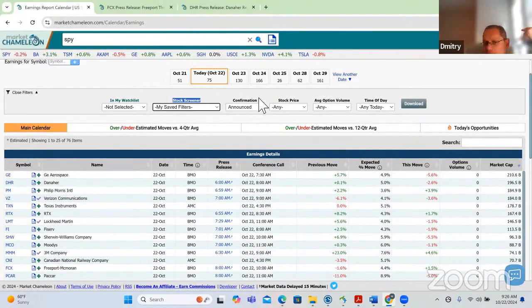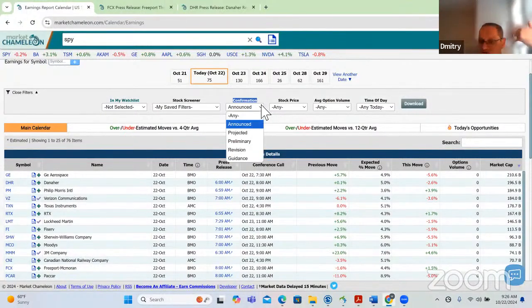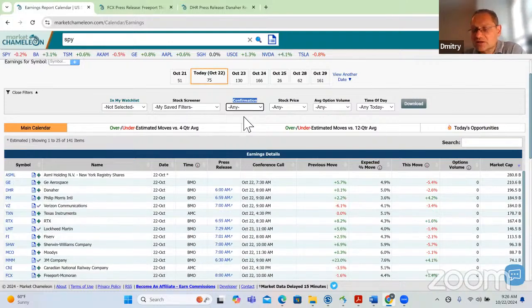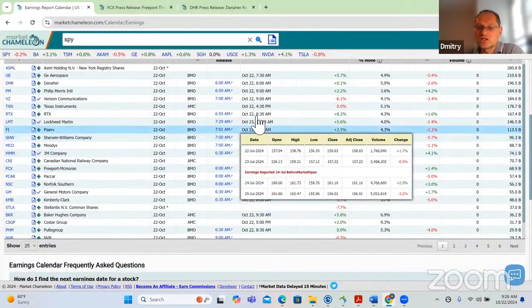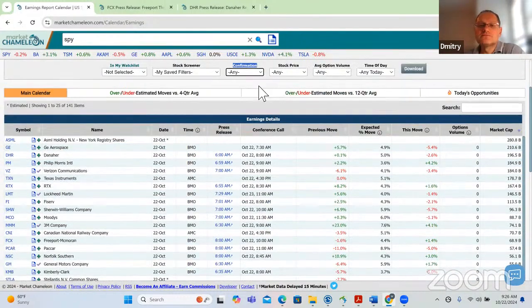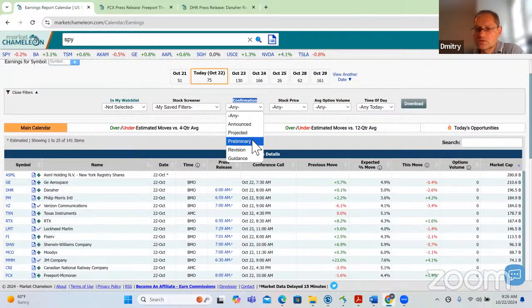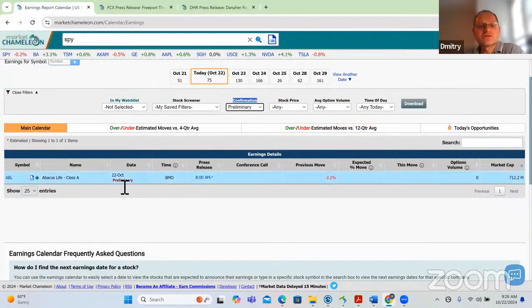Okay. Here, this default is looking at earnings where we see an announcement or press release. If you're looking for things where we didn't see a press release, but we anticipate, you could change that filter. There's preliminary earnings. So here's a preliminary earning. This isn't earnings where they announce it, but there's potentially going to be another announcement later for the same quarter.